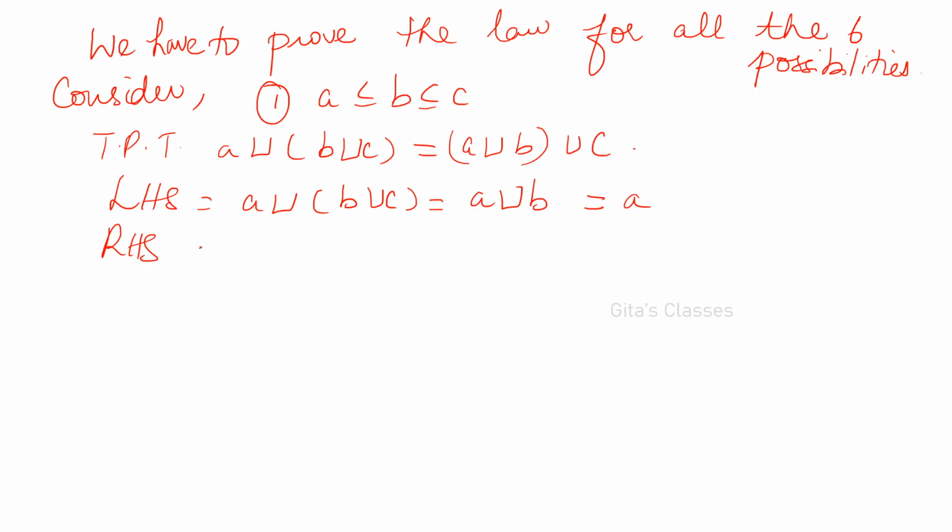What about RHS? RHS is a min b min c, right? What is the minimum of a and b? Minimum of a and b is a. We know that a is less than or equal to b, right? So minimum of a and b is a. Then min c. Now we know a is less than or equal to b less than or equal to c. That means a is less than or equal to c, right? So again we got a. Minimum of a and c is also a only. So LHS is equal to RHS.